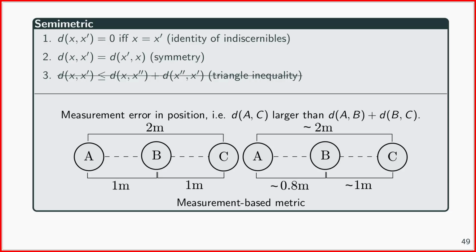And so now the distance between A and C would be 2 meters, but the distance to go from A to B and from B to C would be just 1.8 meters, which is smaller. And in this case, it would violate the triangle inequality, but it would still be a good metric for cases where you have something with measurements. And violating the third assumption is something which we call a semi-metric. So there are basically 3 different ways of how you can violate this by just taking one away, and this gives rise to 3 different metrics.